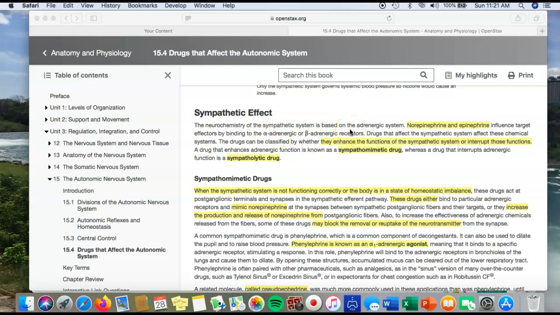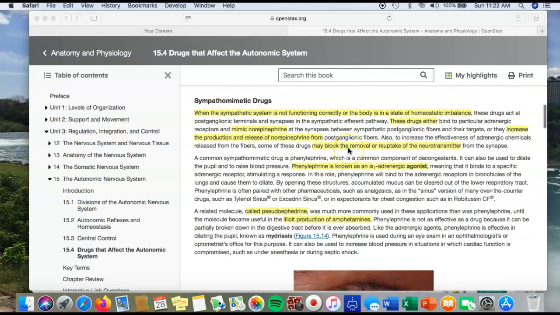And basically, all you need to know is there's going to be two types of drugs that are classified by what they do. Either they enhance the functions of the sympathetic system or they interrupt the functions of the sympathetic system. So a drug that enhances it is known as a sympathomimetic drug, and a drug that interrupts it is called a sympatholytic drug. So let's talk about sympathomimetic drugs.